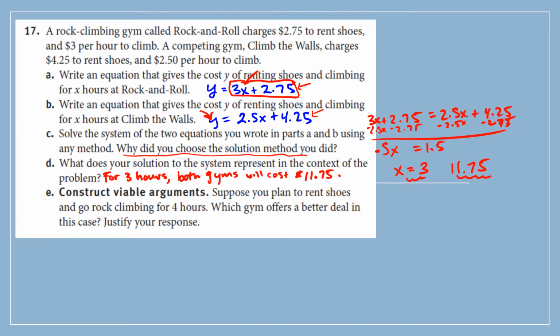All right, so then for the last question, suppose you plan to rent shoes and go rock climbing for 4 hours. Which gym offers a better deal in this case? So you could plug 4 hours into both of your equations right there. Plug it into that x and that x and find out what the cost of each gym would be. Or a little higher level of thinking might have told you that at 3 hours, the gyms are equal.